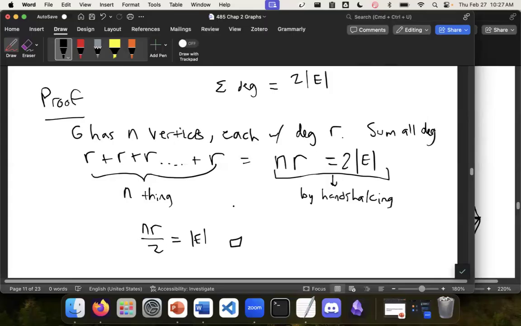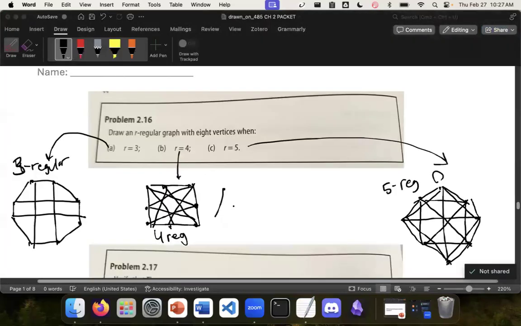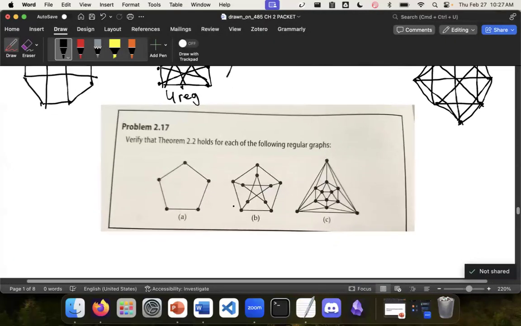So then the trick for problem 17, or what it's asking you to do, is to just verify that. We just want to show that n times R over 2 is equal to the number of edges. So first ask, what's n? Then what's R? And then how many edges are there? And then ask, is that n times R over 2?